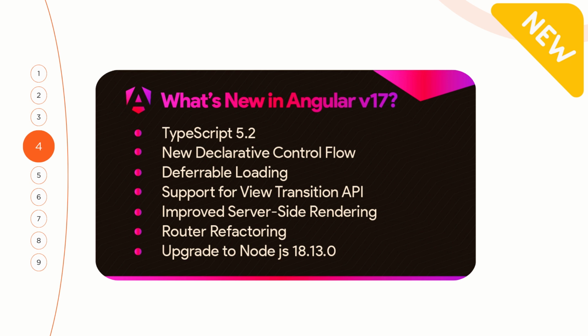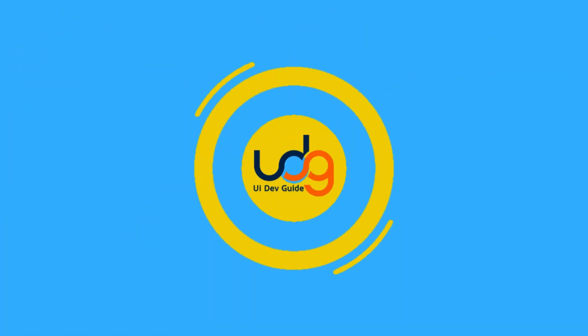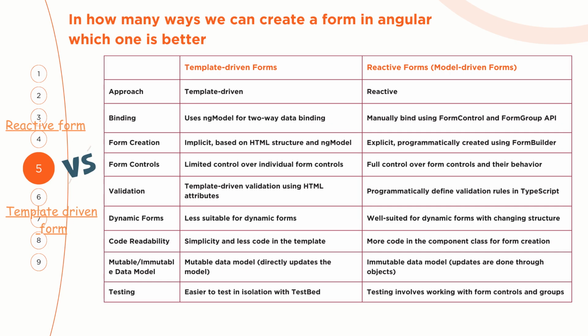Okay. So how many ways can we create a form in Angular? There are basically two types, reactive forms and template driven forms. Okay, which one is better? If our requirement is to create some simple forms, like basically two or three fields, then we can go for a template driven form, where basic validation we can perform. And if you want to perform some complex logic, then we have to use reactive forms.